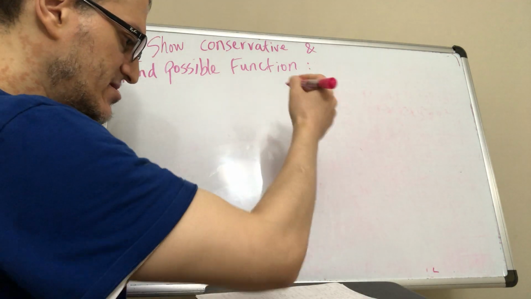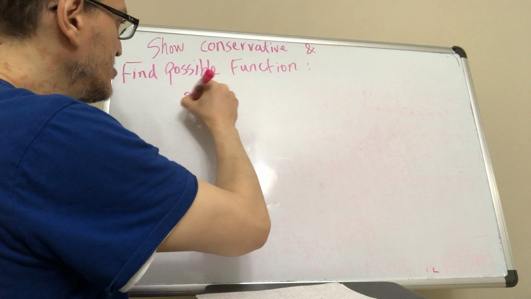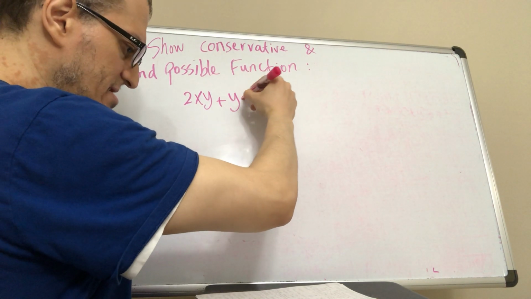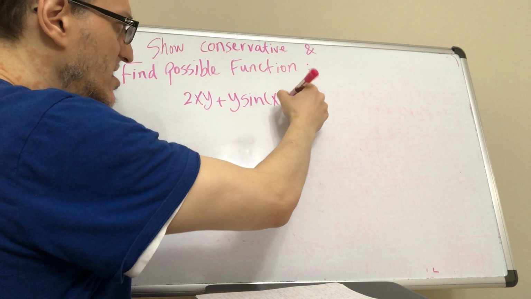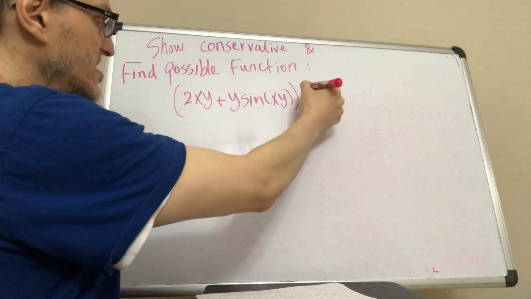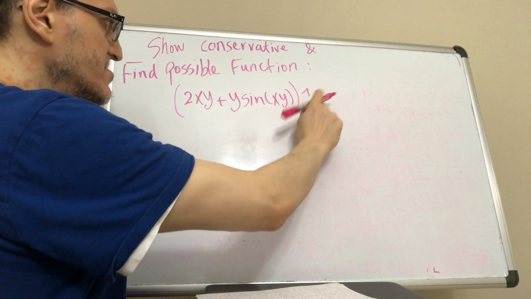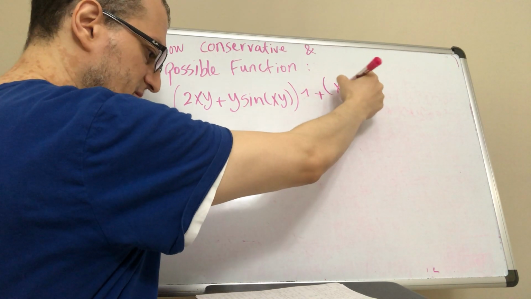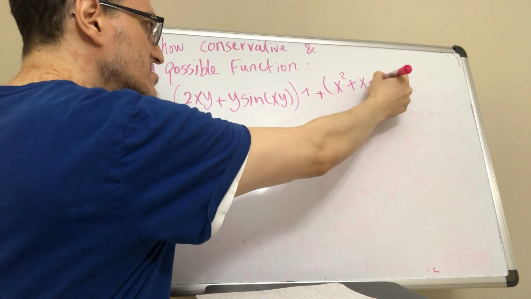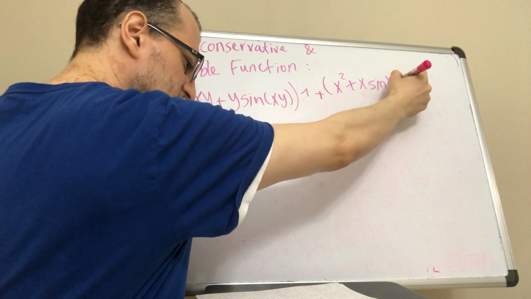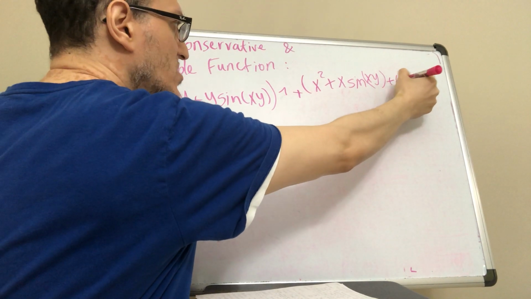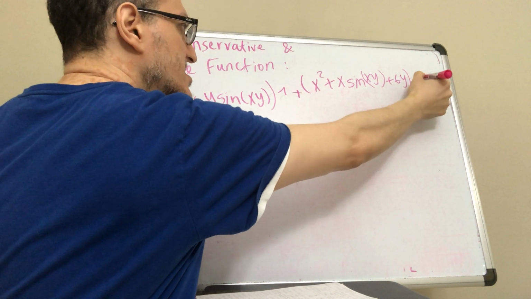So the function is given: 2xy, y sine of xy, all of this in the i direction. And you have x squared, x sine xy, plus 6y, all in the j direction.